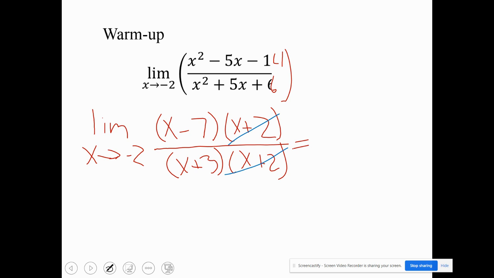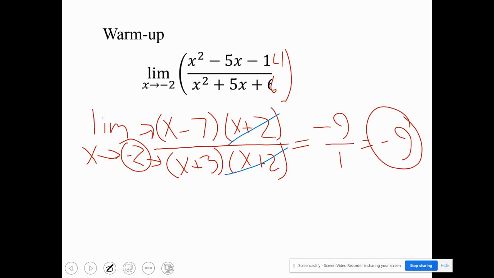And in substitute, we'll take our -2, plug it in for x in the top and bottom. In the numerator, that gives me -9. In the denominator, that gives me 1. So that tells me my slope is, or my limit is equal to -9.